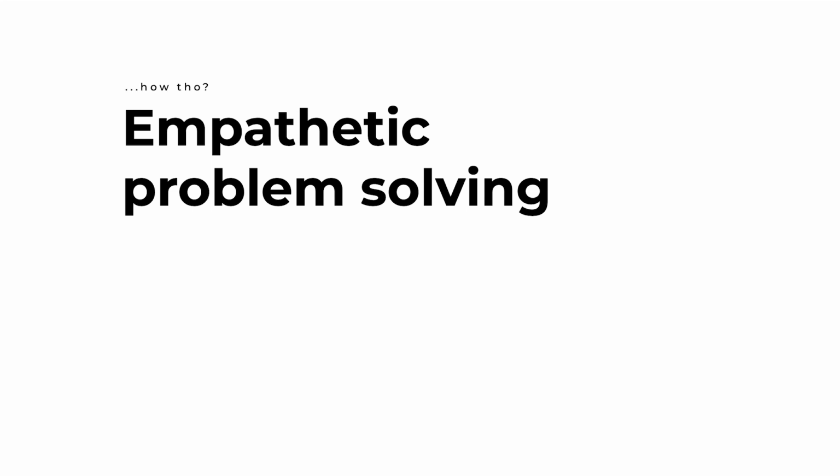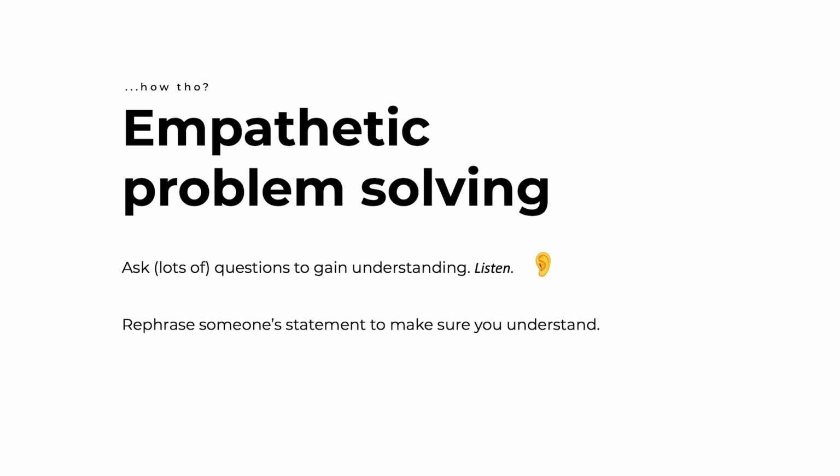So, empathetic problem solving, how do we actually do that? Well, I have a few tips. One is to ask a lot of questions to gain understanding, really listen, and it's important to even ask follow-up questions. You can rephrase someone's statement to make sure you understand. This is just a good life skill in general, but also really helpful in design thinking when you're talking to other people about what they might be experiencing. Rephrase what they say. Sometimes they might say, yes, you're exactly right, or they might add more details to clarify or correct you. And that will just make sure that you're understanding exactly what they want to communicate to you.